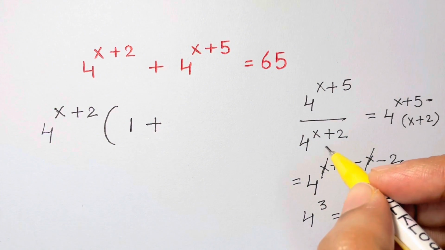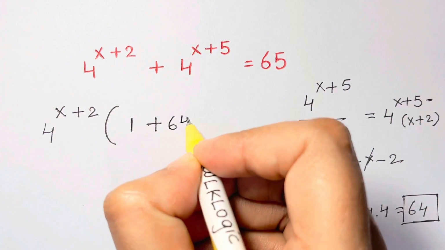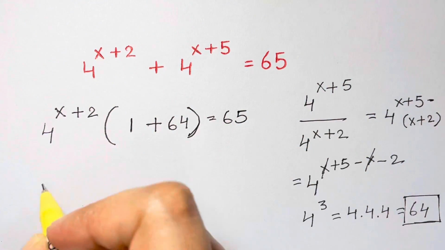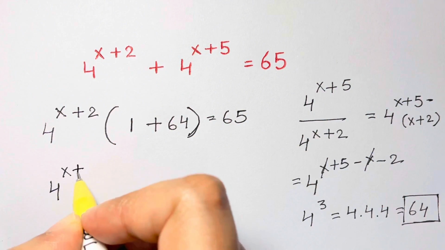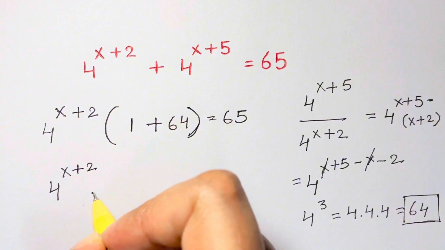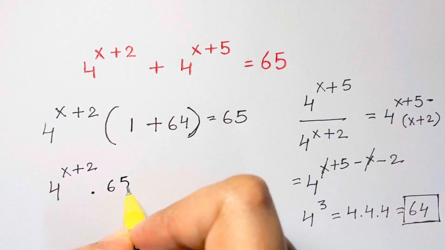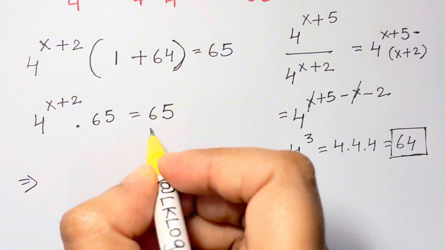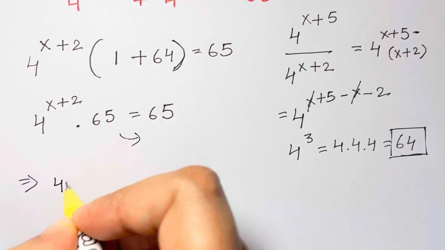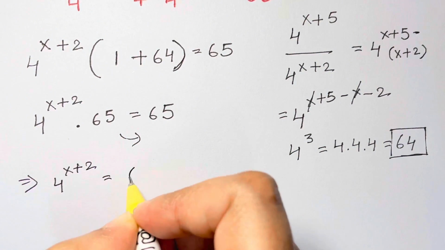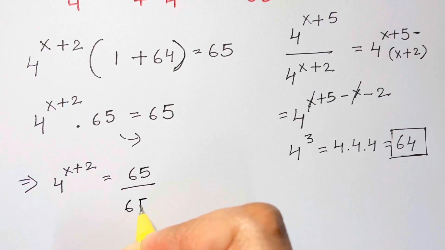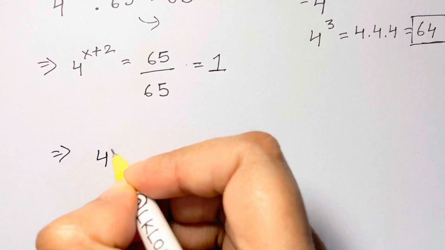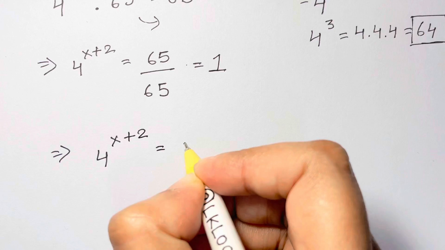So when you divide these two, you get 64, which is equal to 65. Now what do we get? 4 to the x plus 2 times 64 plus 1 is 65, which is equal to again 65. Then we're going to take 65 the other side, so it will divide. 4 to the x plus 2 is equal to 65 over 65. 65 over 65 is equal to 1. So we got 4 to the x plus 2 is equal to 1.